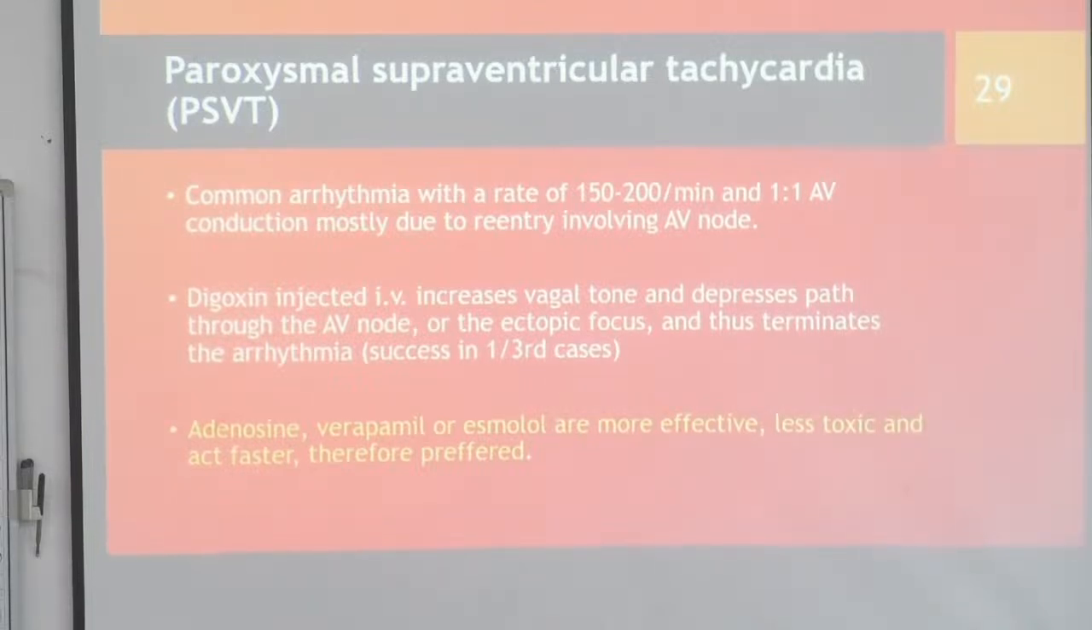Although digoxin may be used, adenosine is the drug of choice in PSVT. Also, verapamil and esmolol are more effective, less toxic, and act faster. Drug of choice in PSVT is adenosine. Okay.